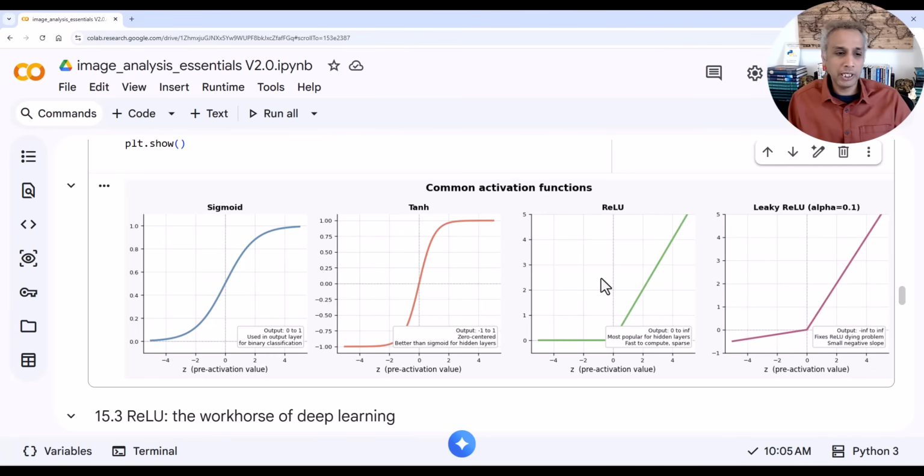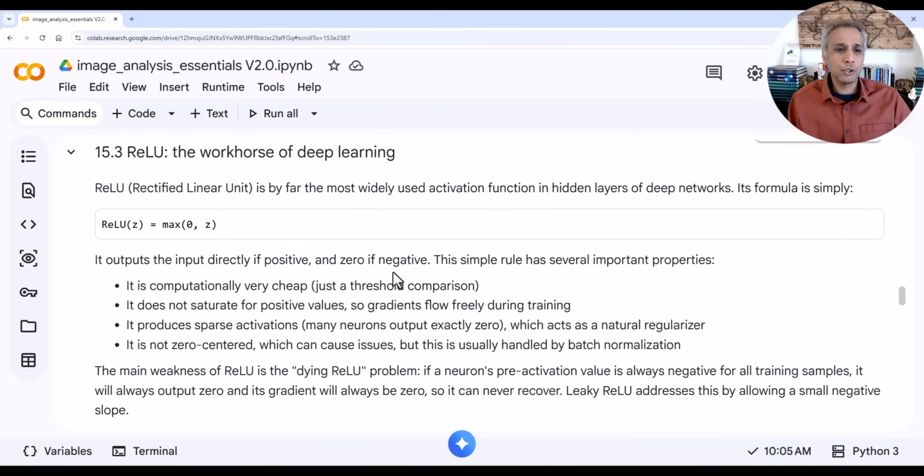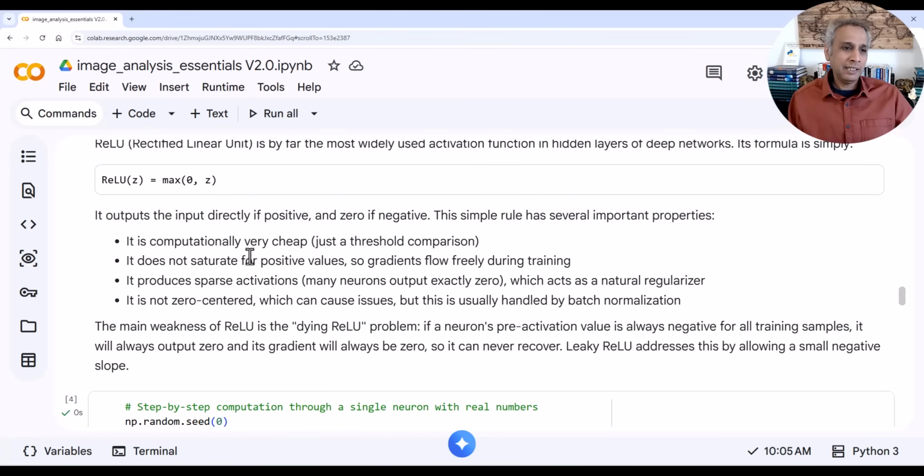Okay, that's the only difference. Now, ReLU is the workhorse of deep learning that gets used almost all the time. Again, I mentioned it's the max(0, z). What that basically means is it's either 0 if the value is less than 0, or it's equal to z if the value is above 0. That's what this is. And I've already mentioned all of these.